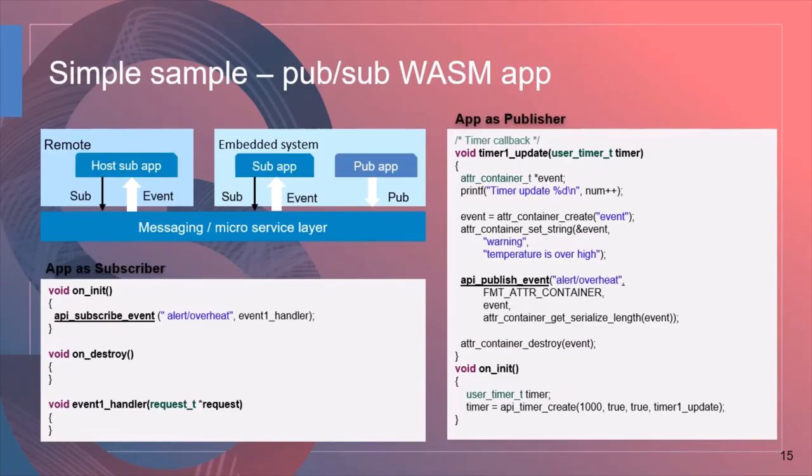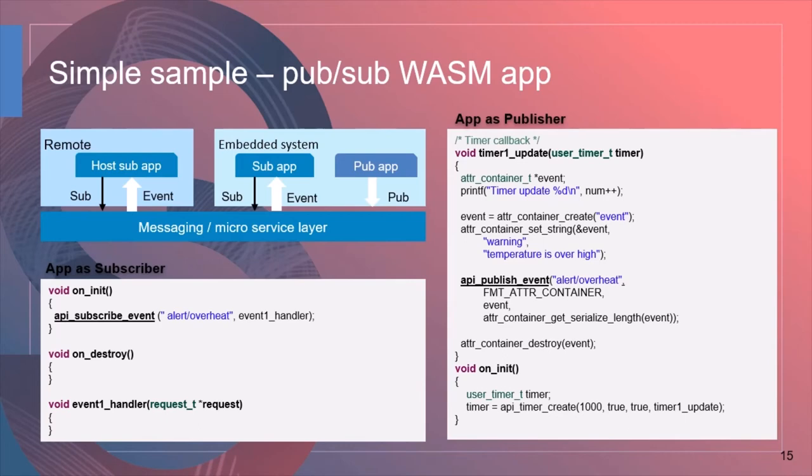Let's look at another sample here, which demonstrates the inter-app communication in a pub-sub model. It can even support WebAssembly communicating with remote devices. The left side is the source code for the subscriber. Simply, it just calls the API subscribe event in the init. The first parameter is the topic of the event, alert overheat. And the second parameter is the callback for the event handling.